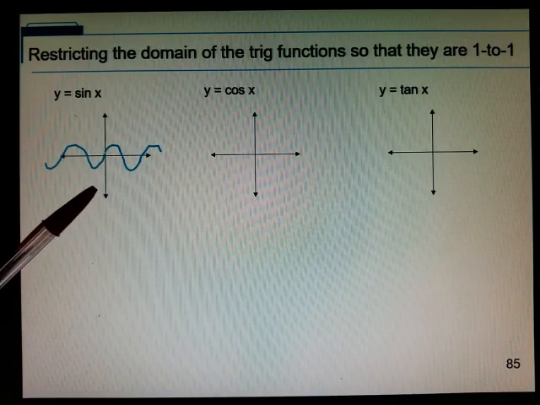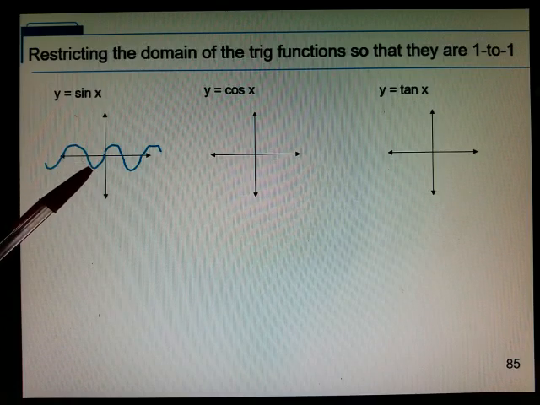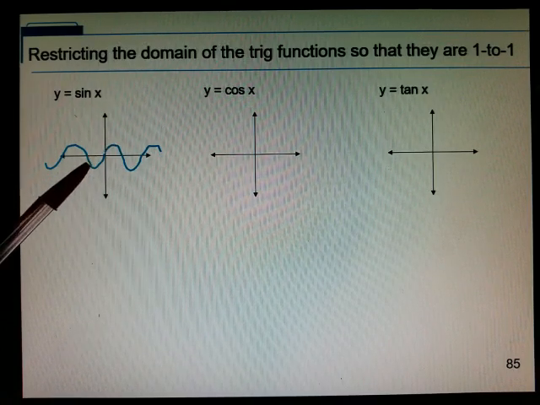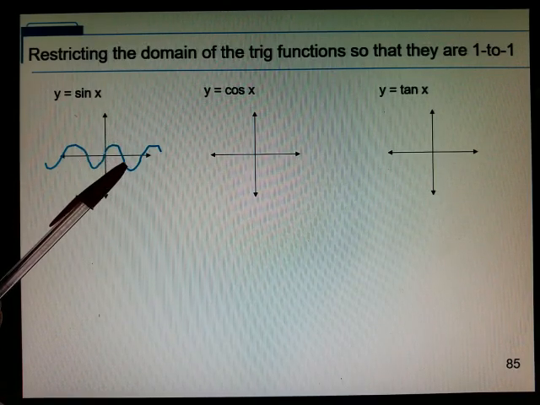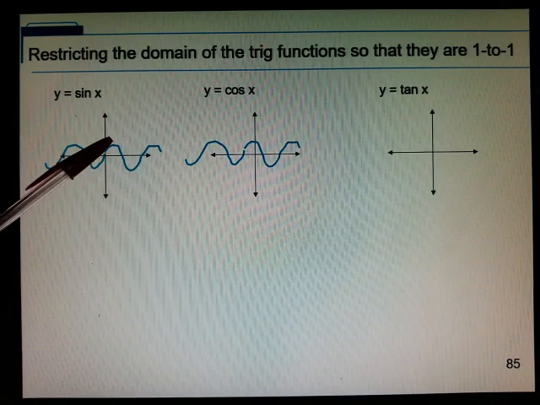So if I was to restrict it, I need to restrict it somehow so that it is one-to-one, meaning strictly monotonic, or strictly increasing or decreasing. So if I took it from right here, from negative pi half to positive pi half, that would always be increasing. Once I get past that, it's decreasing, or over here. So therefore, that would be restricted from negative pi half to pi half.